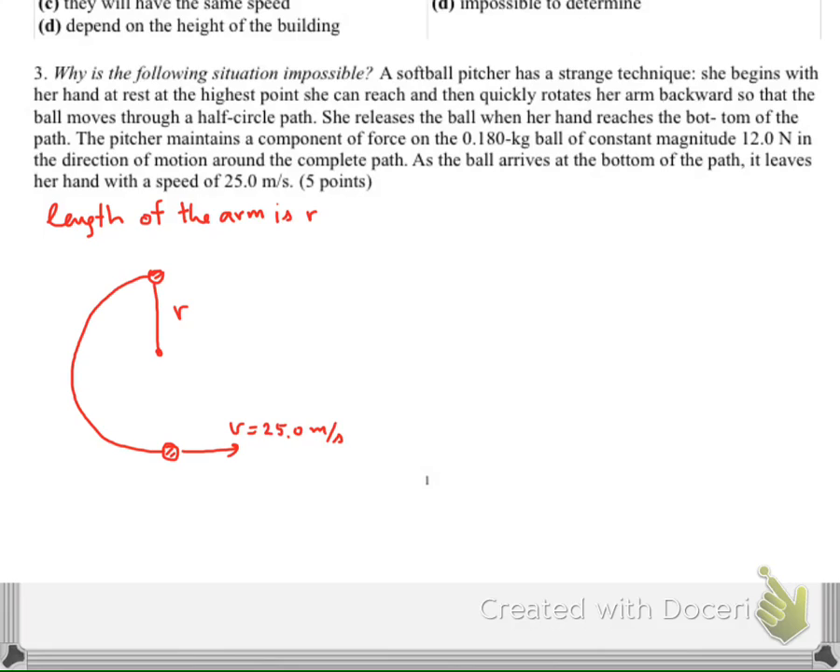And during this time, she maintained a component of the force F equal to 12 Newton all the time. So we have force F here, which the magnitude is always equal to 12 Newton. From this situation, you can see that we can use the work energy theorem to solve this problem.